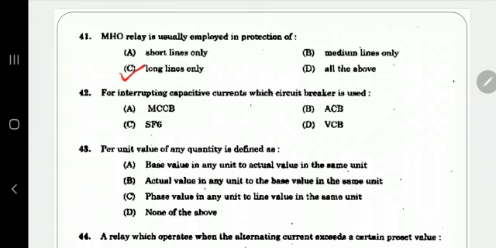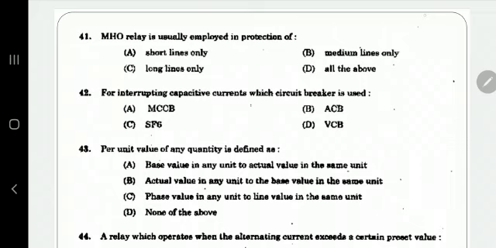Mho relay is normally called an admittance relay or high speed relay, and it is mainly used for the protection of long, extra high voltage or ultra high voltage heavily loaded transmission lines. The short transmission lines are normally protected using the reactance relay, and medium transmission lines are protected using the impedance relay. So the answer becomes C, long transmission lines. Let's move on to the next question.